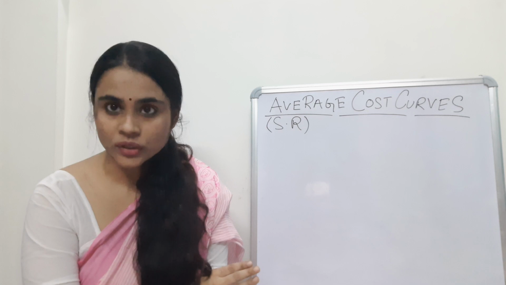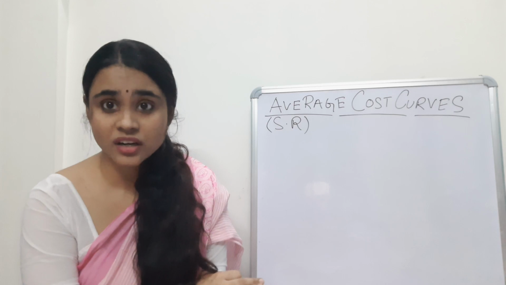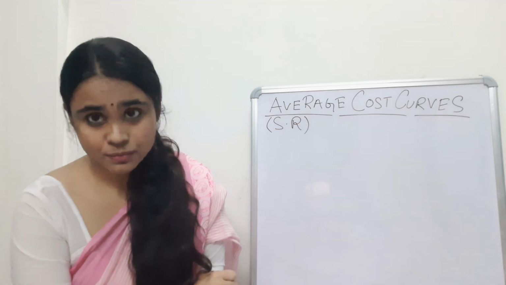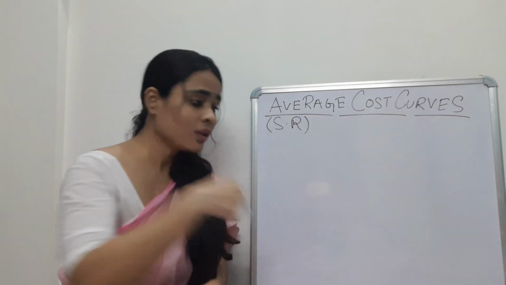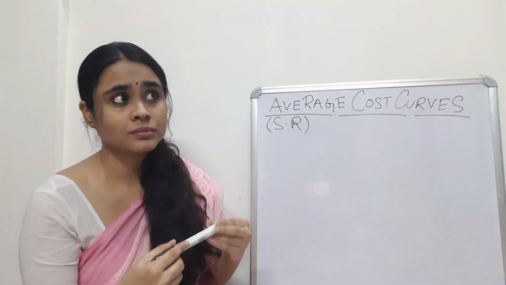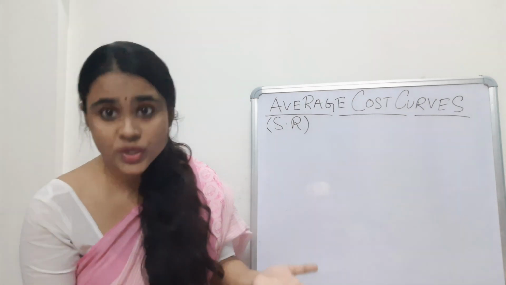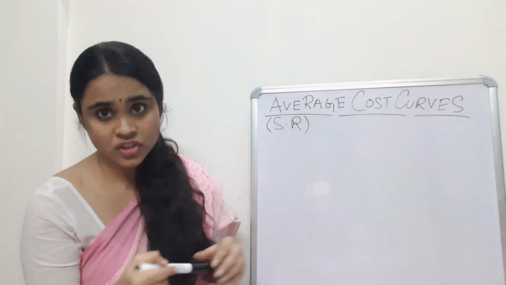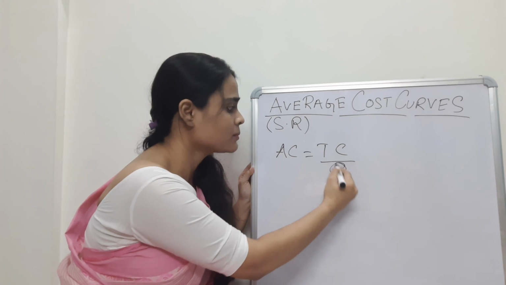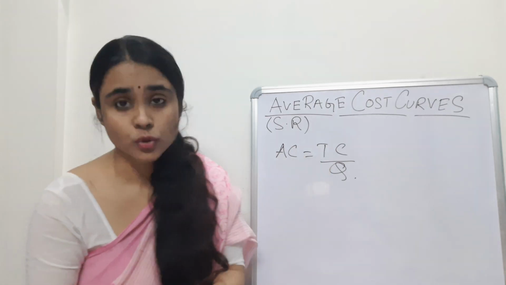Though total cost is important for measurement in the production process, the average cost curve, the per unit cost, is even more important in the production process. All the types of average cost come from the total cost. So the total cost divided by the output gives us the average cost. So average cost is equal to total cost divided by the total number of output produced.